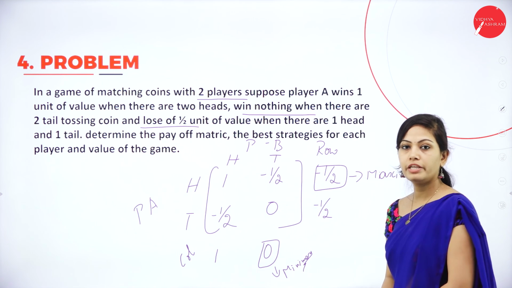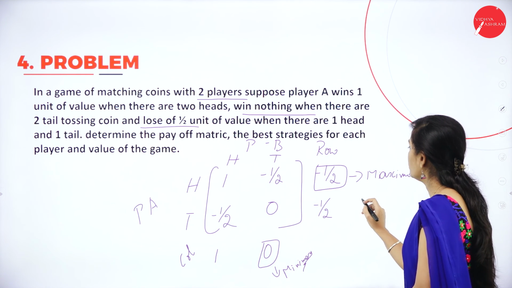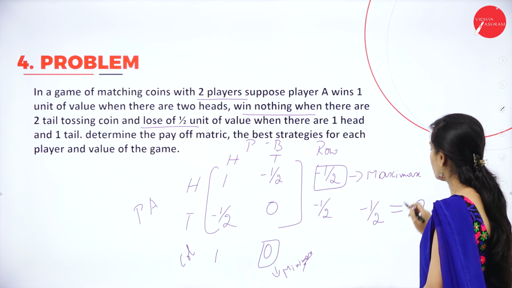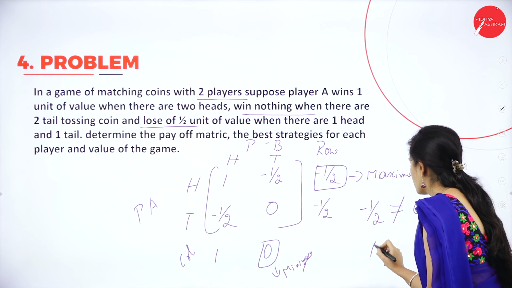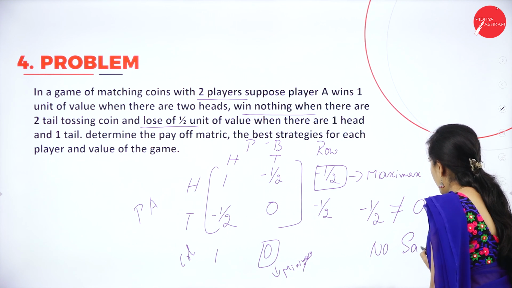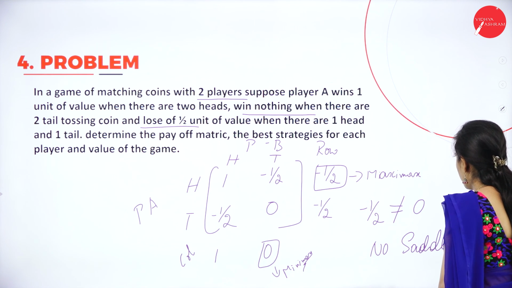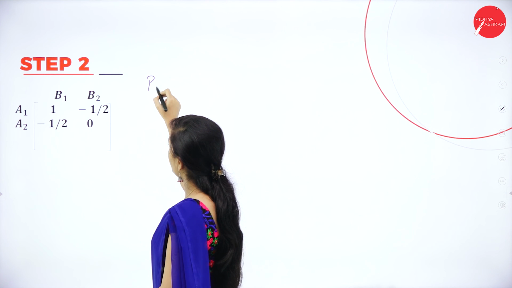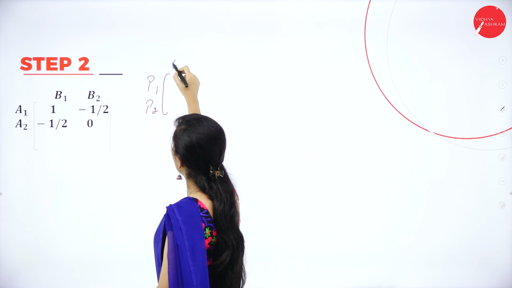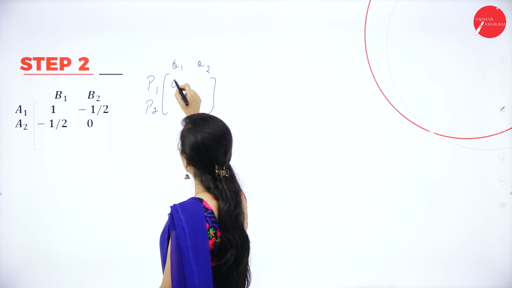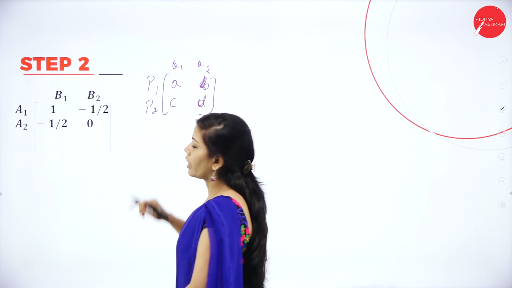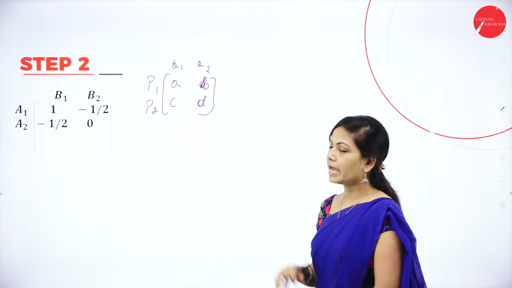Now you can cross verify whether they are equal or not. So maximin value is minus 1 by 2 and minimax value is 0. It is not equal. So it has no saddle point. So what is the next step? In the next step, by using P1, P2 and Q1, Q2 representation, you have to find A, B, C, D. You have to find the optimal strategy for player A and player B.